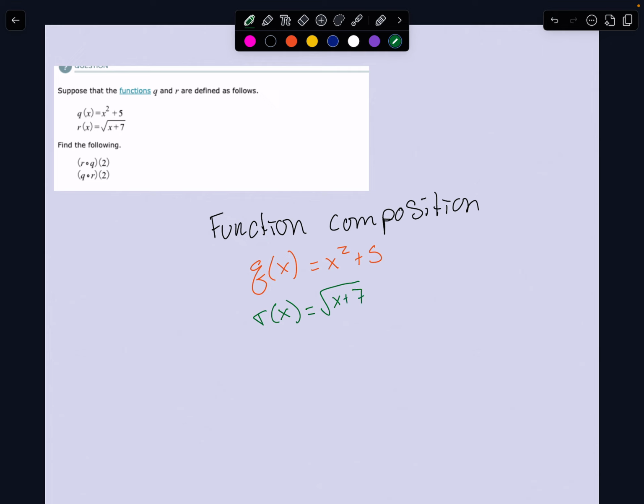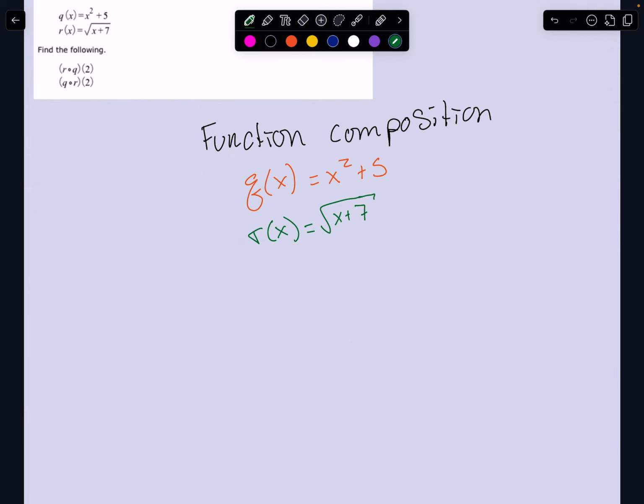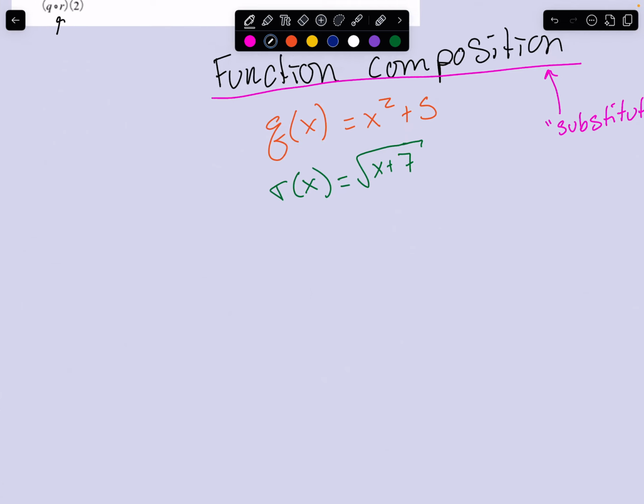So you've seen where we've been able to add these two functions together, and we've been able to multiply these two functions together. But now I want to do something called function composition. And the key to function composition is that you're basically doing substitution. So it's just a really fancy way to do substitution, and then we talk about it in really specific ways. So when I have, and this just wants r of q of 2 and q of r of 2, I'm going to find q of r of x and r of q of x first.